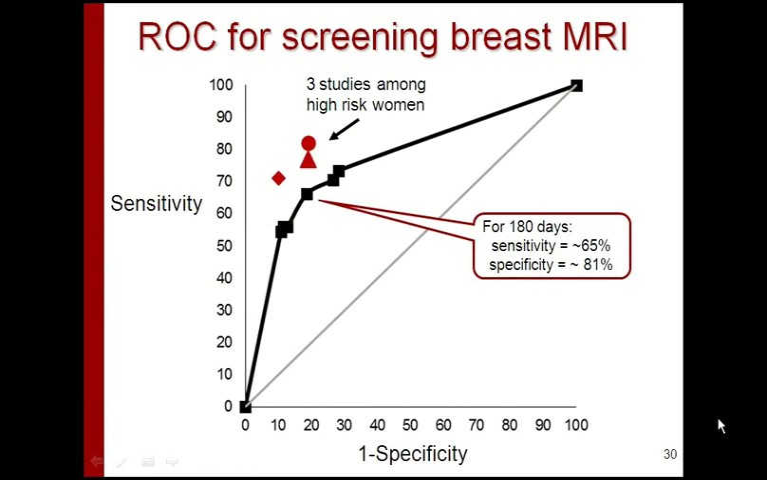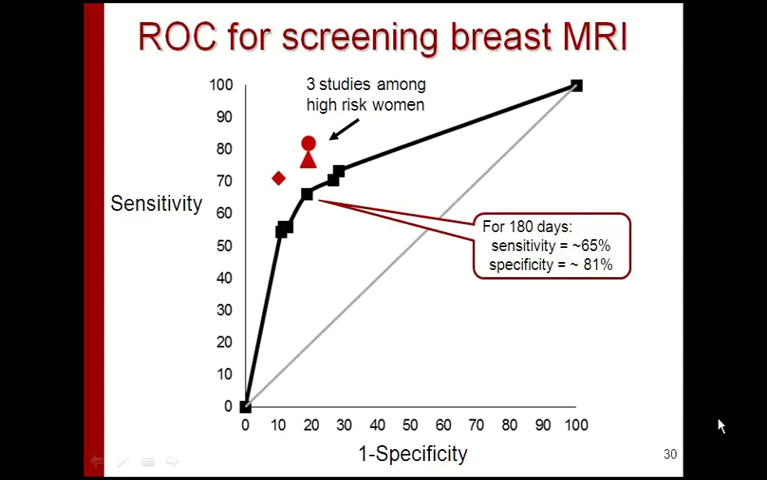So here is our attempt at an ROC curve. I had mentioned that I used a 90-day cutoff for defining a positive test, and you can slide that cutoff anywhere from 15 days to a year, and you get a sensitivity and specificity estimate. For 180 days, I just picked one. We estimate that the sensitivity of screening breast MRI is 65%, and the specificity is 81%.